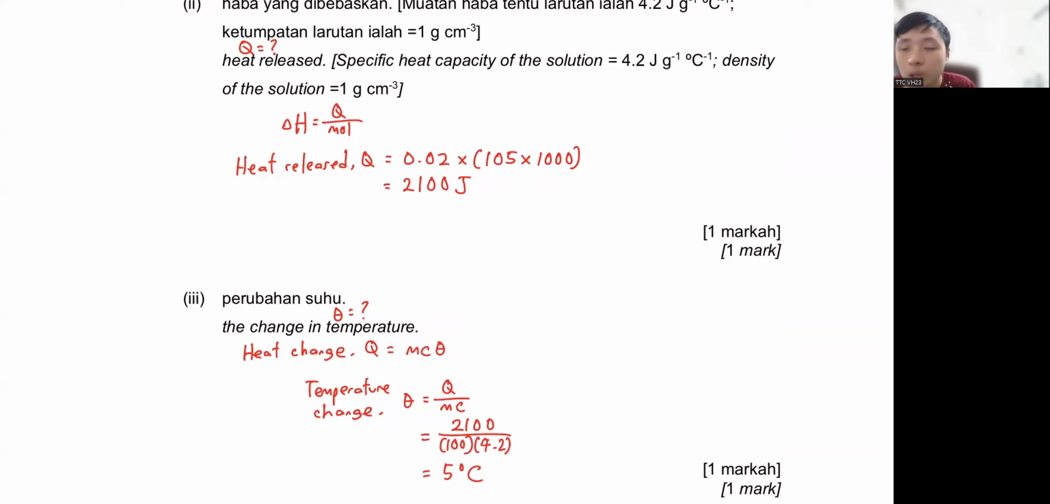Sometimes you have to be careful. They give 105 kilojoules. Remember, 1 kilo equals 1000. So you want to convert to joules, because Q is normally in joules. You have to change to joules for question 3. If not, your answer will be 0.005 degrees Celsius, which doesn't make sense.